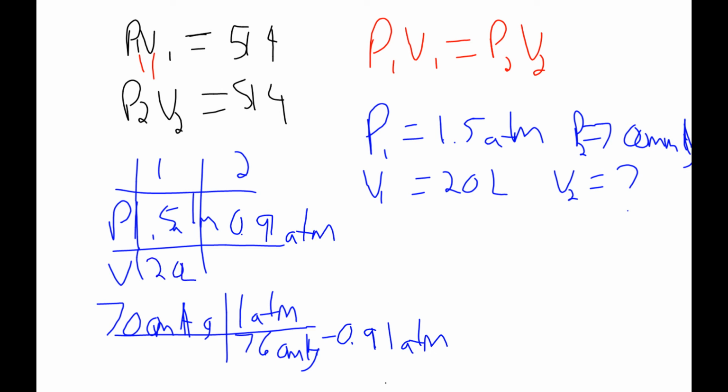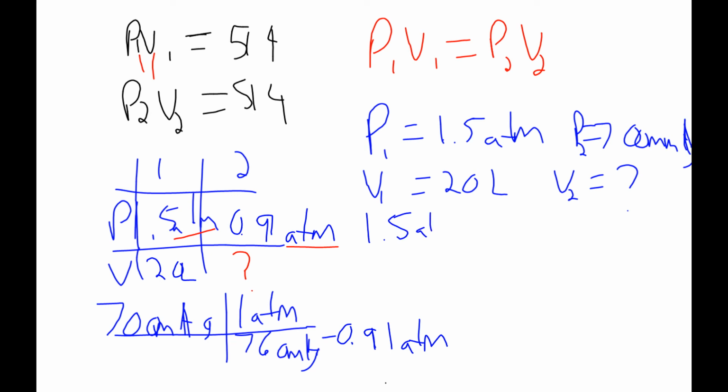You don't have to set up the table like I did here, but it's useful because then you can make sure that your units are the same. And if not, you can make sure that you convert them to the proper units. So there we go. Let's use our formula: P1 V1 equals P2 V2. So we'll start plugging our values in.